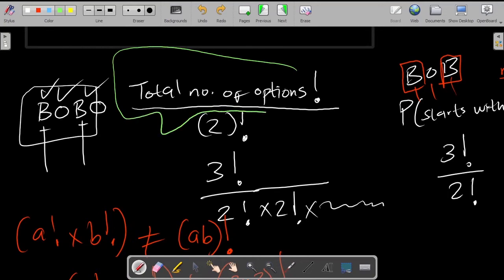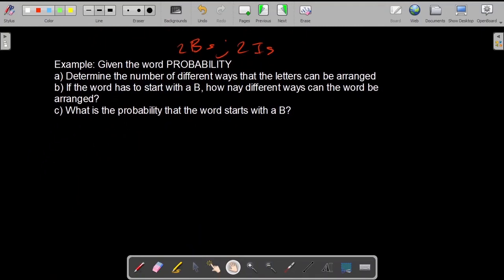So the total number of options, find the factorial of that, then divide by the product of the repetitions, right? So if we do that, let's count the number of letters: 1, 2, 3, 4, 5, 6, 7, 8, 9, 10, 11. So we have 11 letters. So the answer to A will basically be 11 factorial, and now divide by the product of repeated terms.